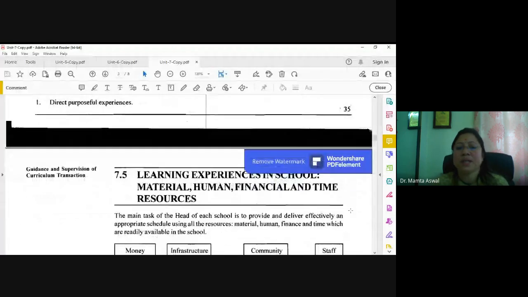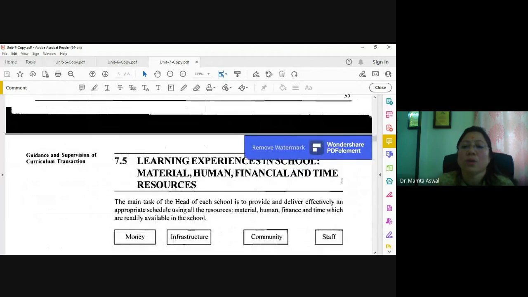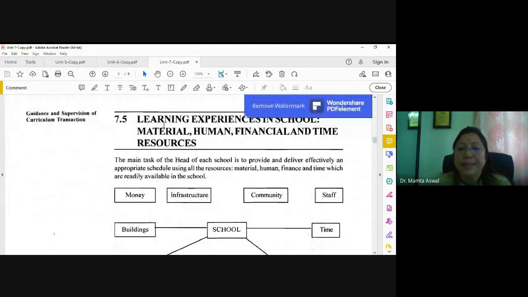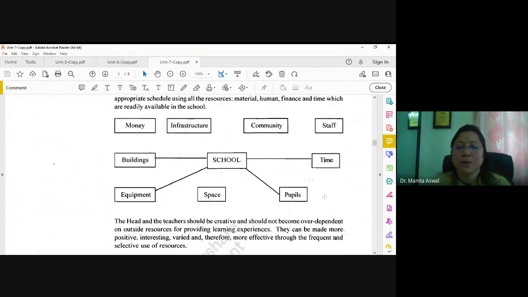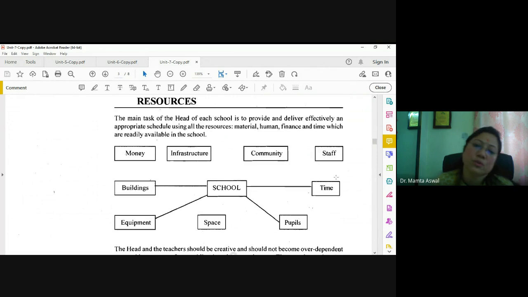Now, learning experiences in school. What are the different learning experiences in terms of material, human, financial, and time resources? So you can just have a look at this particular picture. The head of the school and the teachers of the school, whatever we talk about, are dependent on various things. They are dependent on the time, on the finances also, on the infrastructure of the school, on the staff, and on the building.